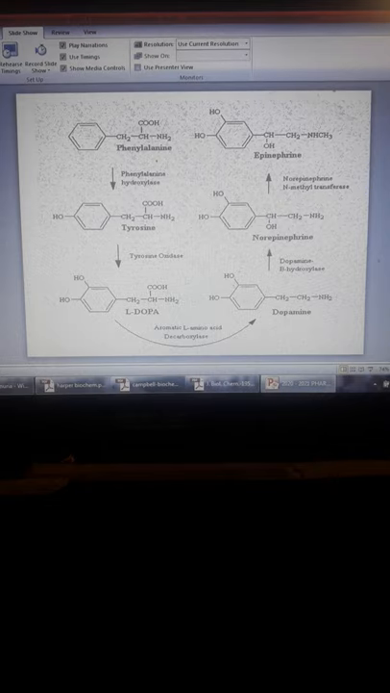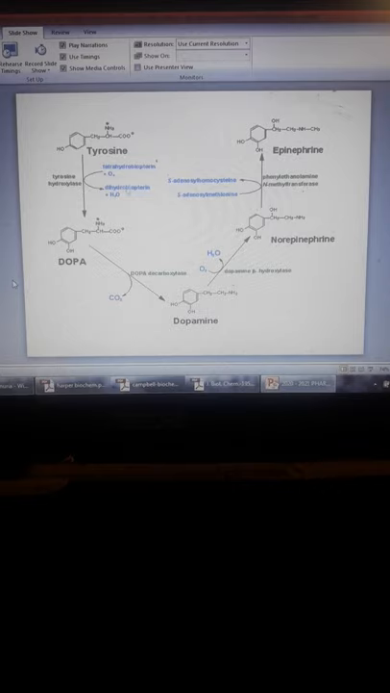Okay, so during the reaction, we have what we call cofactors, the ones that facilitate the enzymatic reactions: the tetrahydrobiopterin from tyrosine to dopa. And we have, for norepinephrine to epinephrine, S-adenosyl-methionine to S-adenosyl-homocysteine. So these are considered cofactors during enzymatic reactions. Cofactors are molecules or compounds that facilitate the enzymatic reactions.